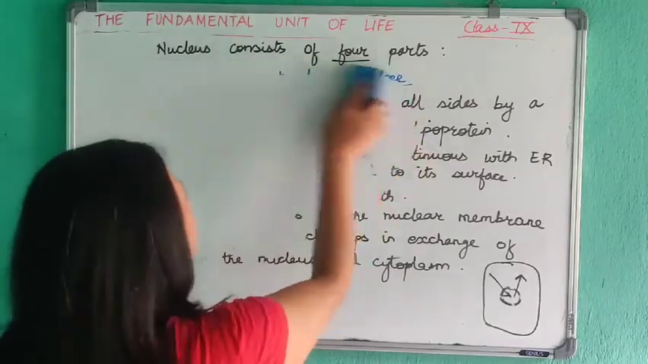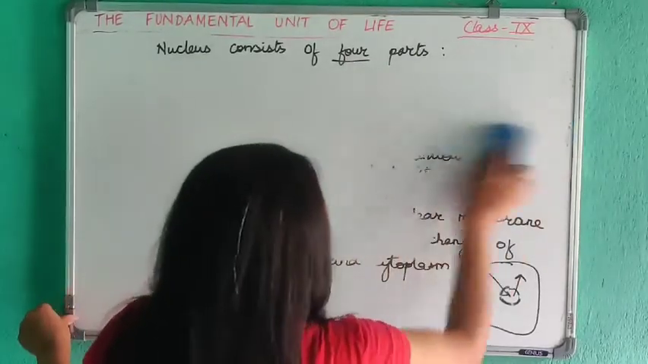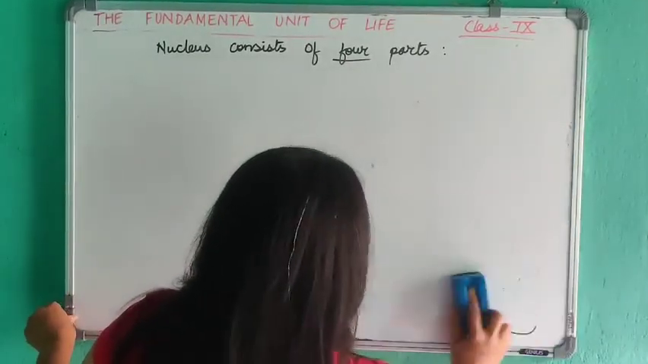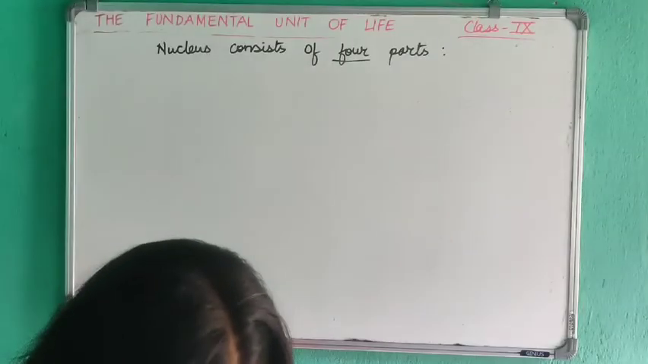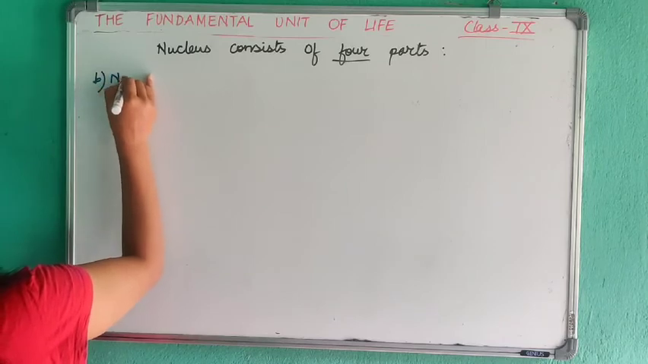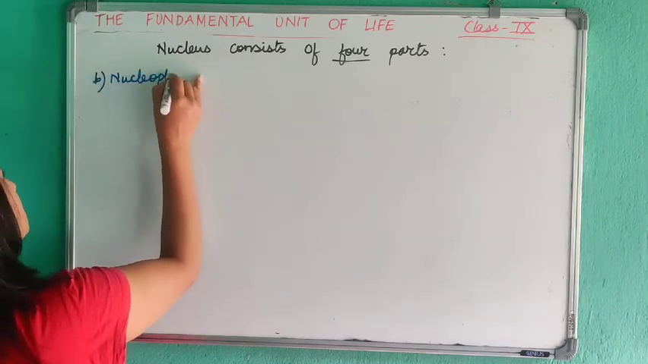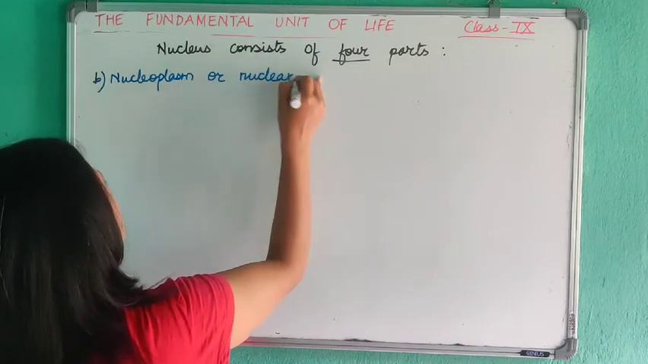Now let us talk about the next part of the nucleus, that is the nucleoplasm or the nuclear sap. Okay, second part, nucleoplasm, or it is also known as the nuclear sap.